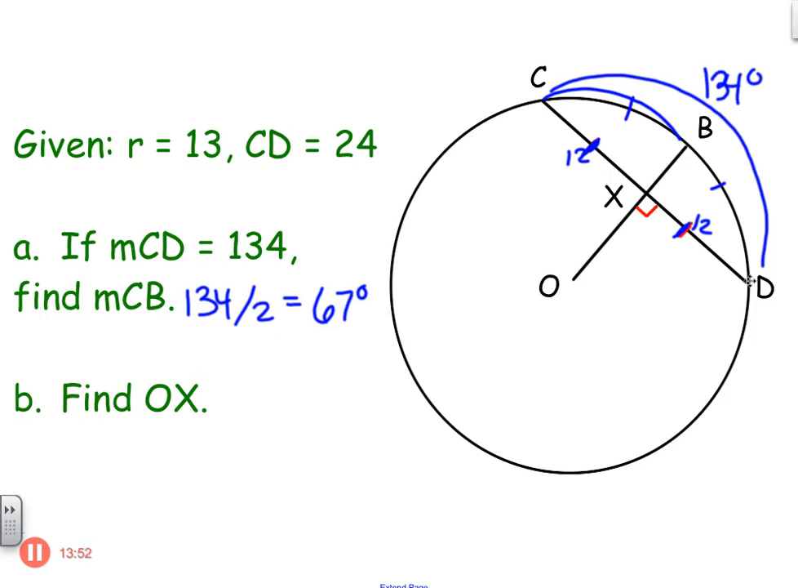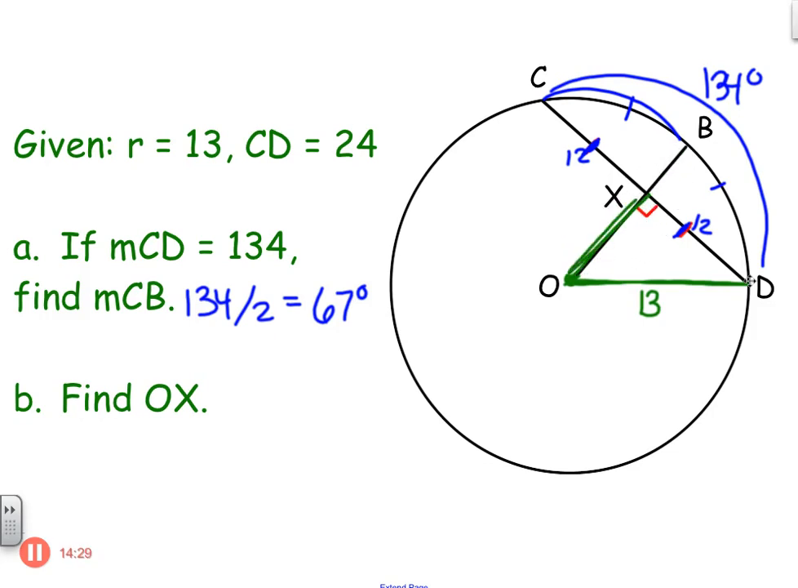Okay, so now let's go back. Remember, I know that this whole piece is 13 because that was the radius. Okay, and now I need to find OX. So I just want to find this distance right here. Okay, so let's look at a right triangle. I need to make a right triangle somewhere in here to do the Pythagorean theorem. So I'm going to connect O to D. Now if I drew a radius, I know the radius is always going to be 13.